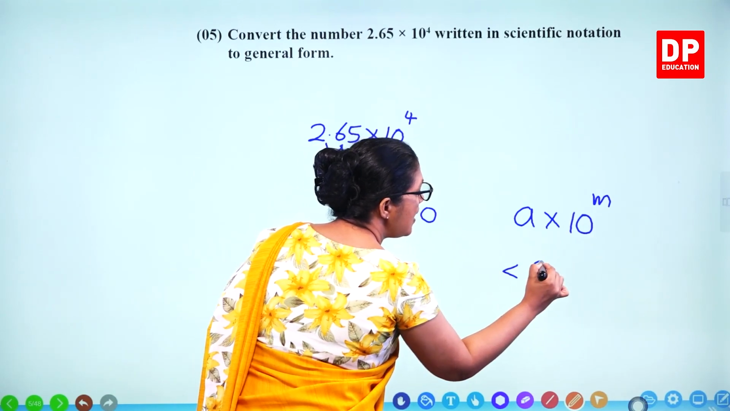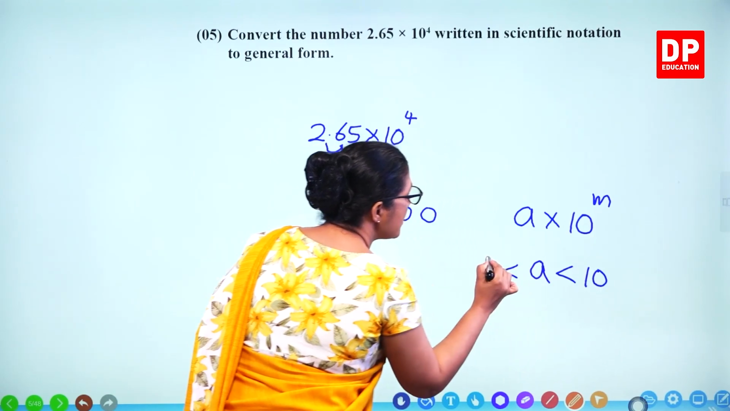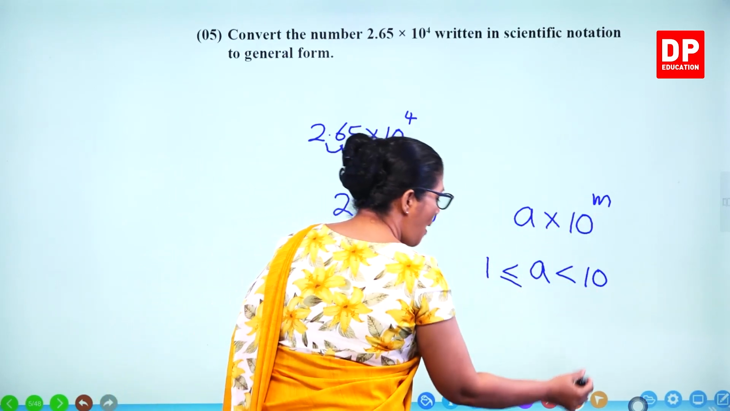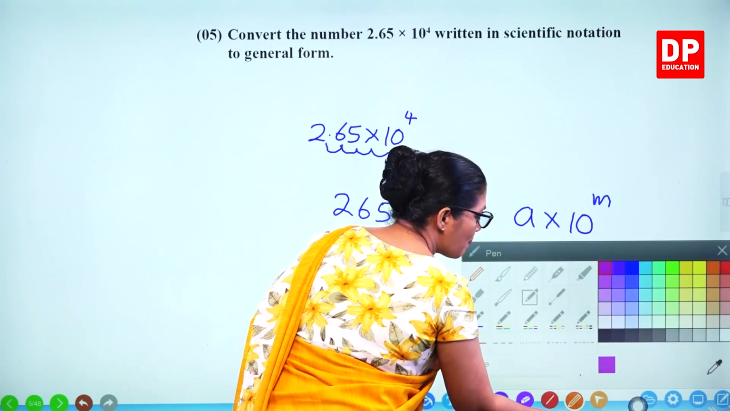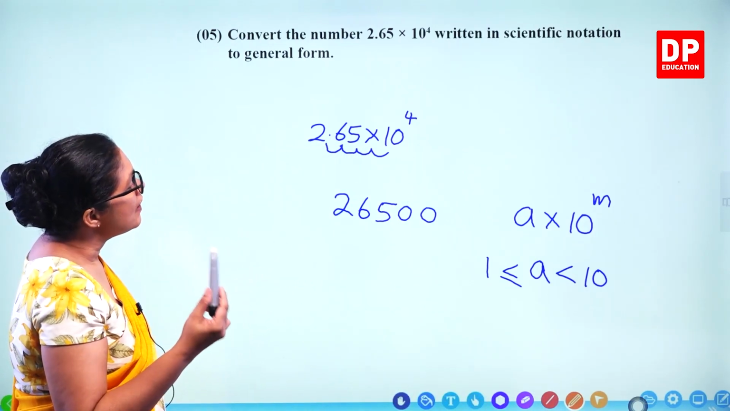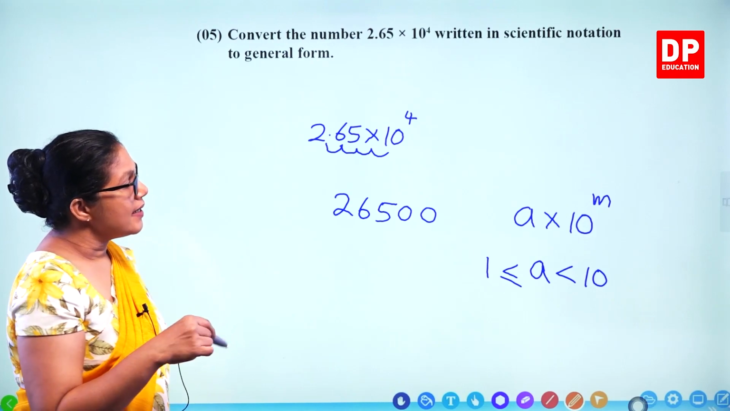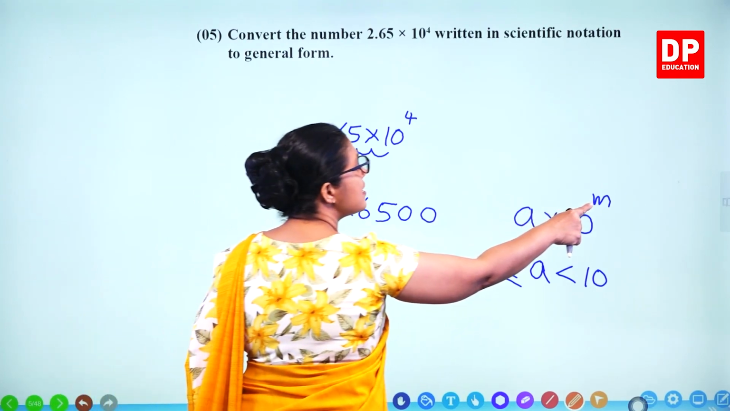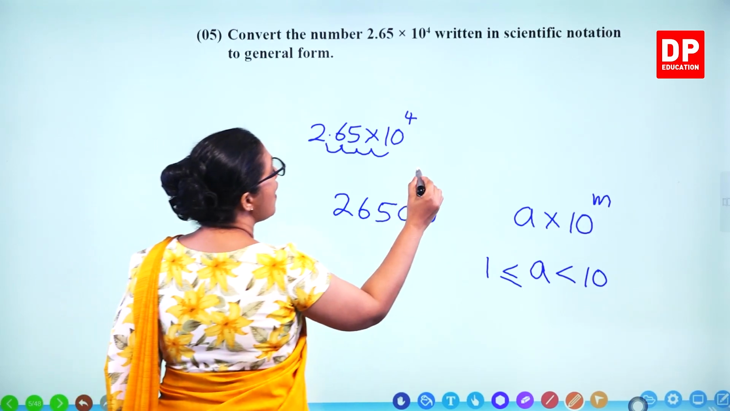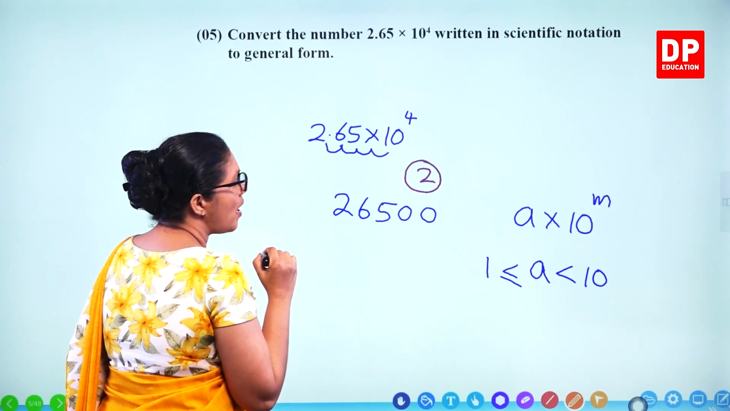Can you remember? Any scientific notation is a number times 10 to the power of any integer. A can be any number less than 10 but can be equal to 1. The power n can be positive or negative. If it's positive, you get big numbers more than 1. If it's less than 1, you get a negative power here. So the answer is 26,500. You get 2 marks.